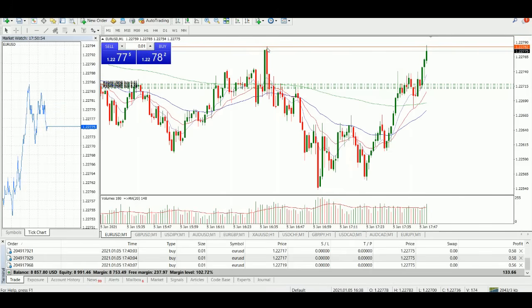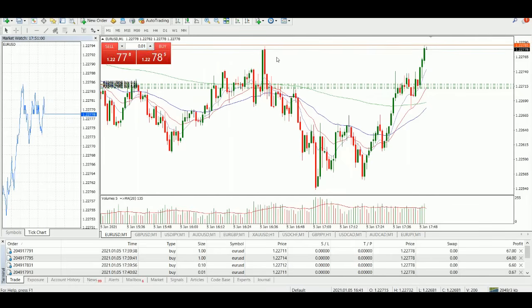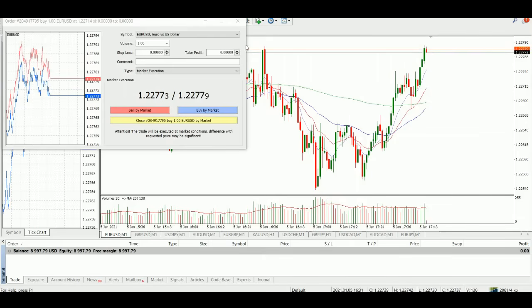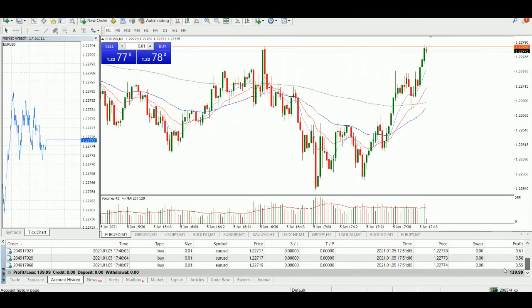Now we have this resistance, this top one. We will be crossing it, and now I'll be closing my orders. I will be paying attention to the market watch. Okay, that's it. Now I'm closing my first orders. Okay, I will be telling you why. Pay attention here. Okay, I have closed my first orders with almost $140 in profits.